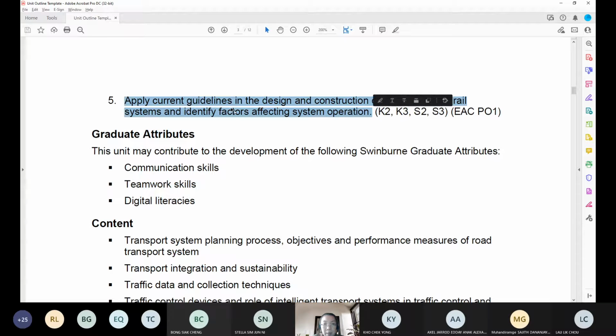Apply current guidelines in the design and construction of heavy and light rail systems, and identify factors affecting system operation. So the 5th one, towards the end of the semester, we'll be looking at rail transport. Okay.